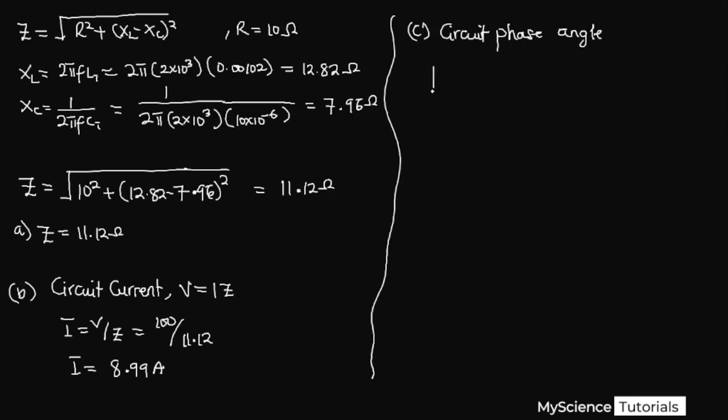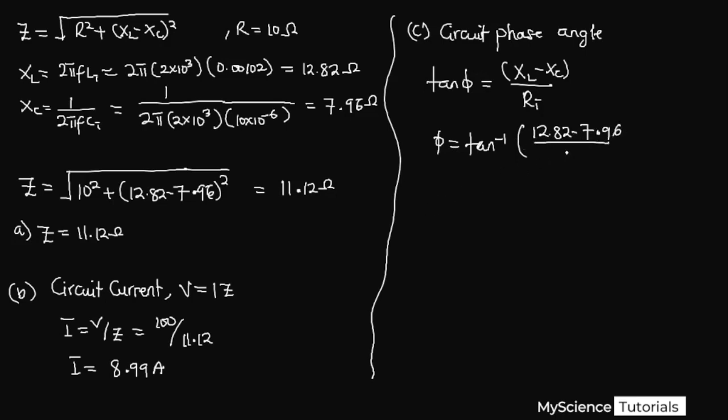Now to find the circuit phase angle, we use tan. The angle is equal to the ratio XL minus XC all on R total, or the total resistance in this particular circuit. So our angle will now be equal to the tan inverse of 12.82 minus 7.96 all on our R total, which in this question is 10. So if we take the tan inverse of this ratio that we have over here, we are going to get an angle of 25.92 degrees as our phase angle.